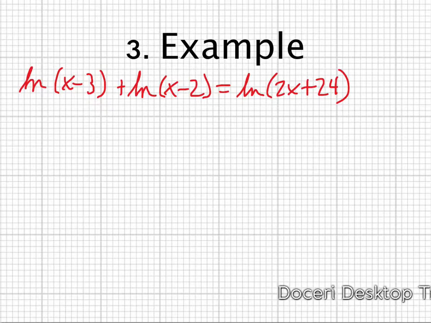So that's the first thing you have to look at: what are your restrictions on your domain? After we figure out what the domain is in our head, we're going to simplify this. You're going to use the properties of logs to simplify. So first, I'm going to look at this addition. What does addition mean I can do with the two things inside the natural logs? You're right, multiply. So this is the natural log of x minus 3 times x minus 2.